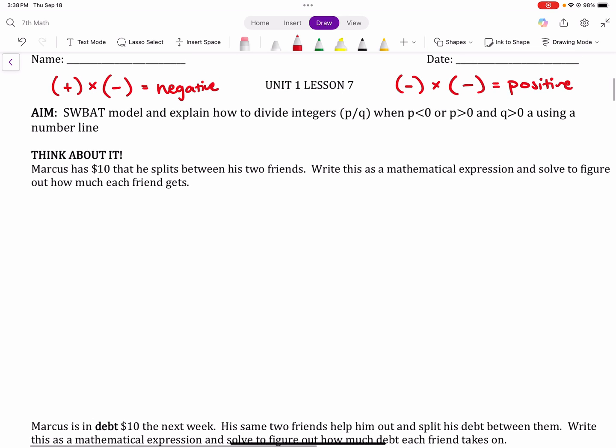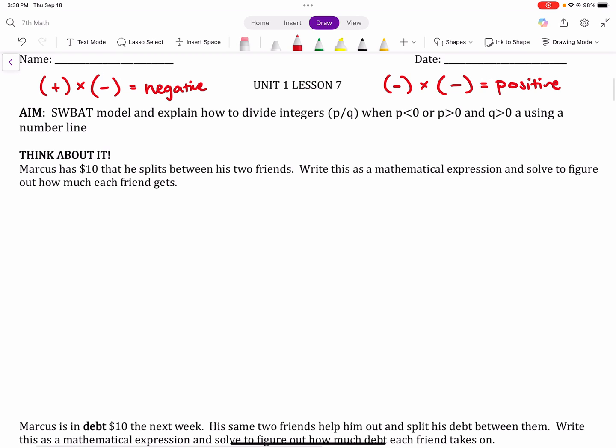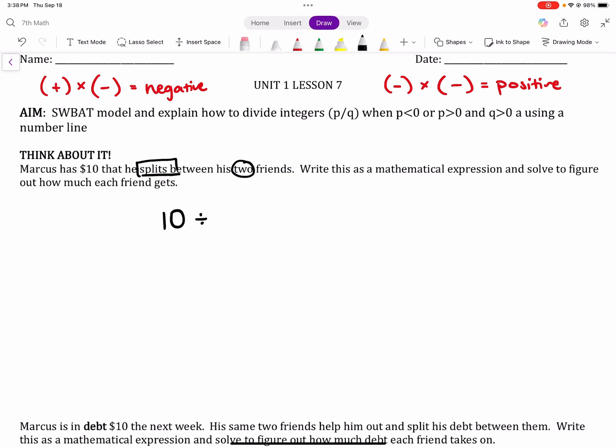Okay, here we go. It says, Marcus has $10 that he splits between his two friends. Write this as a mathematical expression and solve to figure out how much each friend gets. Okay, so Marcus has $10, so we're going to start with 10. And when you split something, I'm assuming evenly, we're going to divide it between his two friends. So 10 divided by 2, this just means each friend gets $5. Easy as pie. Nothing difficult about that one.